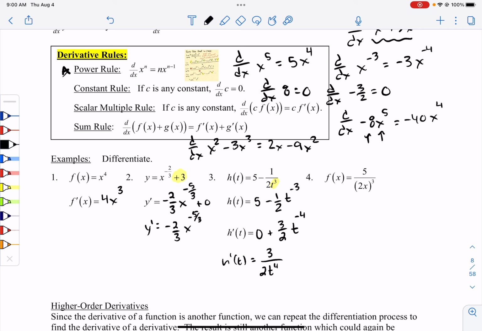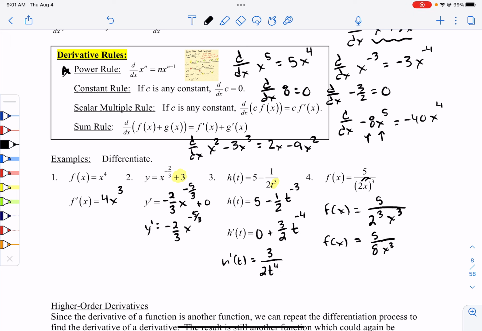All right, number 4. F of x equals 5 over (2x) cubed. Now, you haven't learned what to do when your x is inside parentheses. So let's get it out of the parentheses first. So I'm going to rewrite this. The 5 is going to stay on top for now. This 3 needs to get distributed to everything. So that becomes 2 cubed x cubed. I know some of you don't need this review, but it maybe has been a while. So f of x equals 5 over 8x cubed.